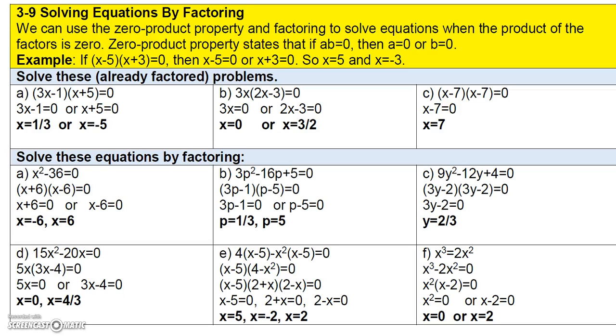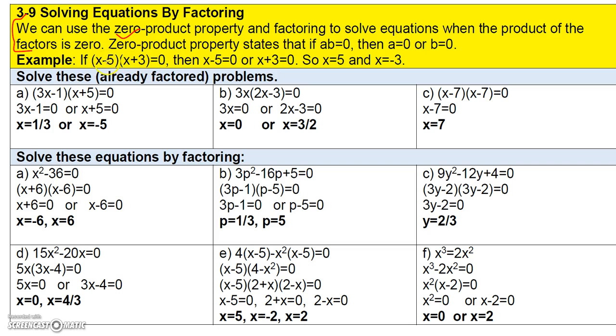Okay, in this section I'm going to show you how to solve polynomial equations by factoring. What you have to use here is a property called the zero product property. Basically what it states, if you can see this, is that the zero product property states that if A times B equals 0, then either A is 0 or B is 0.